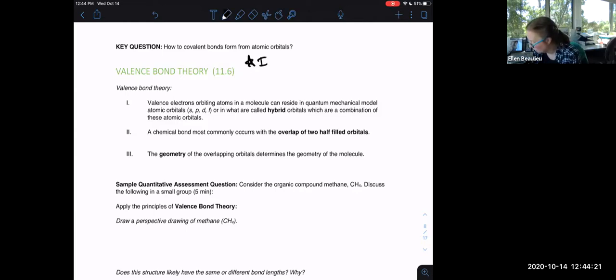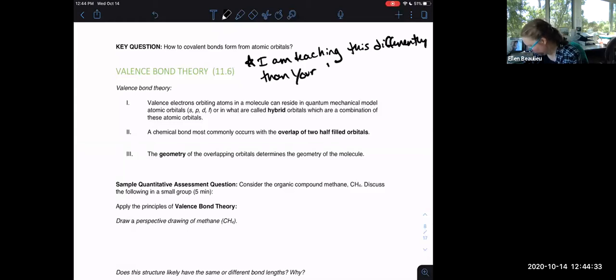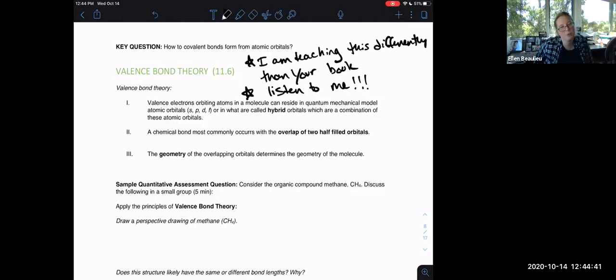I am teaching this differently. Listen to me. When I ask you questions on your assessment, my rubric is built off of the assumptions that I'm teaching you. I know they subtly disagree with the way the book is teaching you. I'm an organic chemist, so I'm going to teach you the way that's going to help you if you intend to go on to 226 and 227.